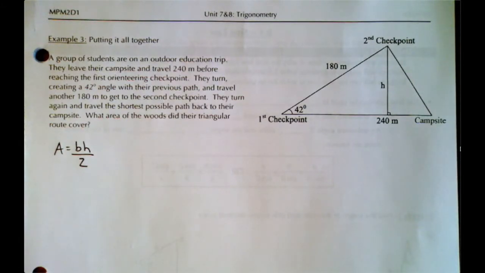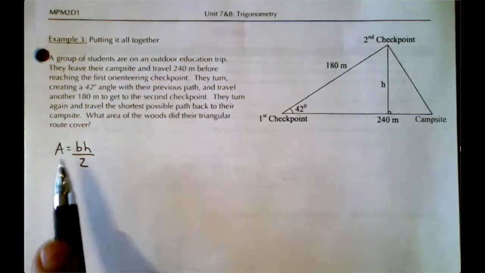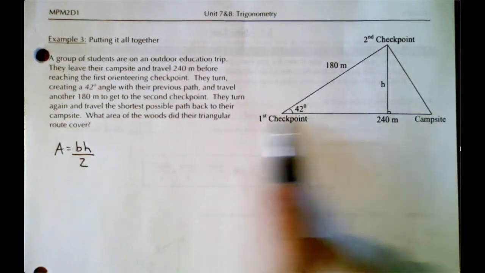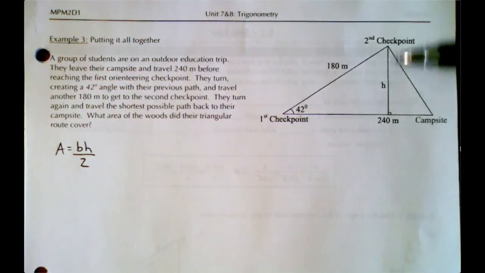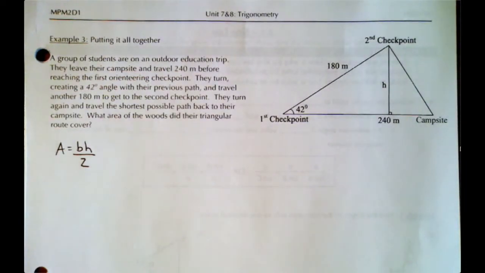Do we know these two things? Because if we do, the question's really easy. Base is the base of a triangle, so we got 240, we know the base. We do not know the height, so we need to find the height. How are we going to do that?